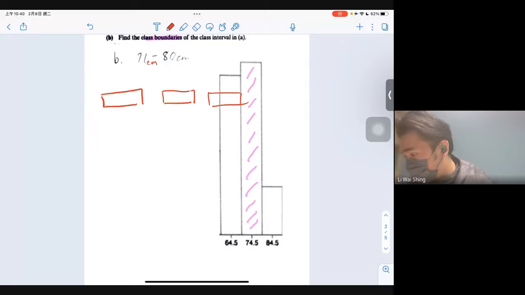Testing 1 2 3. Can you guys hear me? 聽唔聽到？會唔會 lag 啊？ Okay, good.